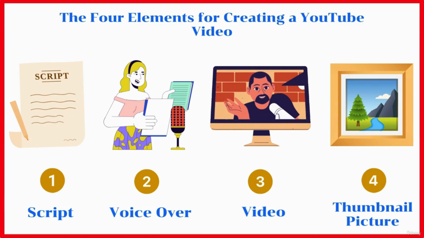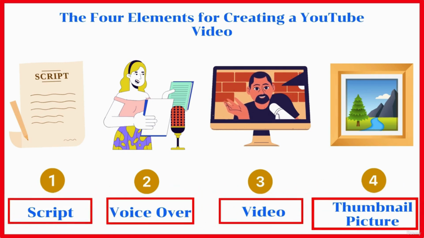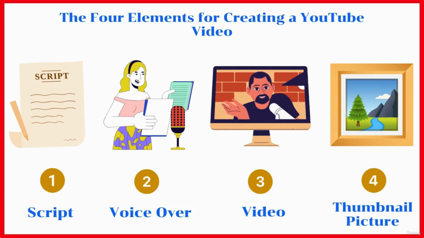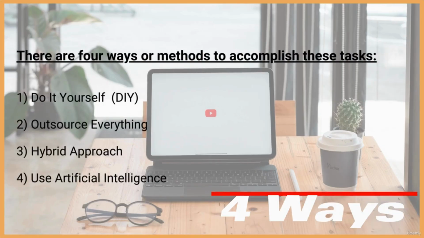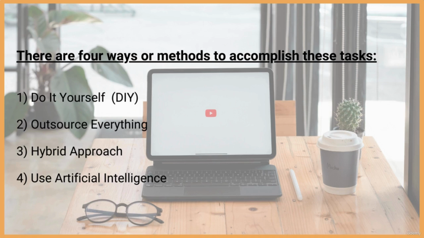We now know that to create any video for YouTube requires 4 elements. There are a number of ways to accomplish these tasks, namely script writing, adding a voiceover, video creation, and finally, making a thumbnail picture. There are 4 ways or methods to accomplish these tasks. Number 1. Do it yourself. Handle all the tasks yourself internally.